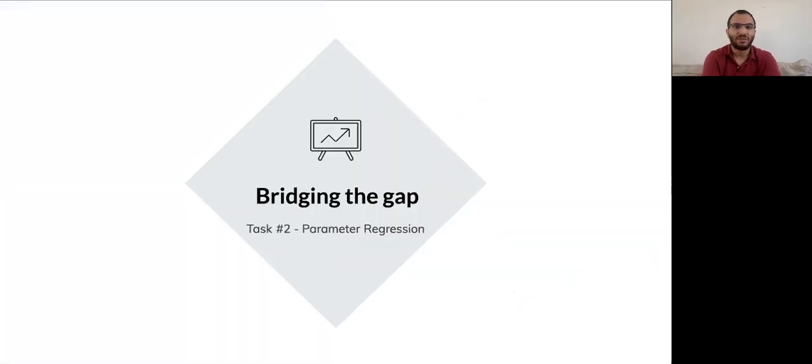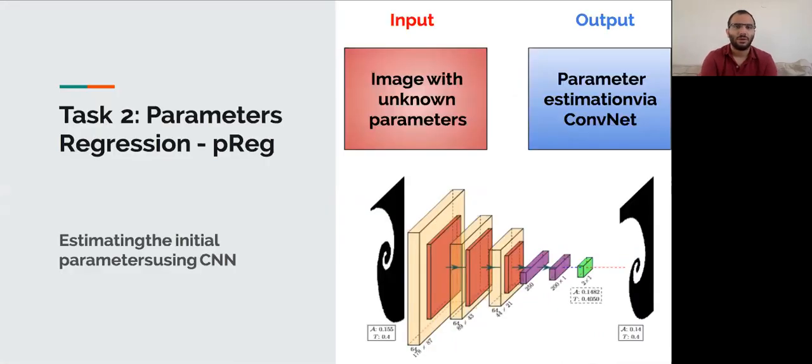Now let's talk about the second task. Given an image, extract the initial parameters. We attempt to solve this problem with an ad hoc convolutional neural network, which we named PREG. In short, PREG gets an image from a simulation or an experiment as an input and returns an estimation of their initial parameters, which in our case are the Atwood and time parameters.